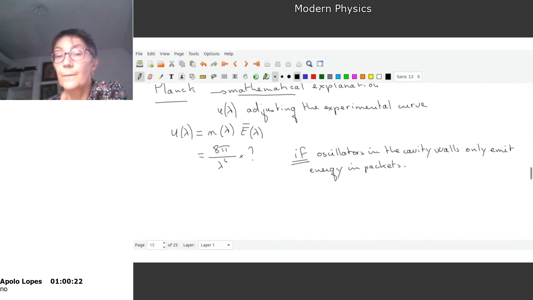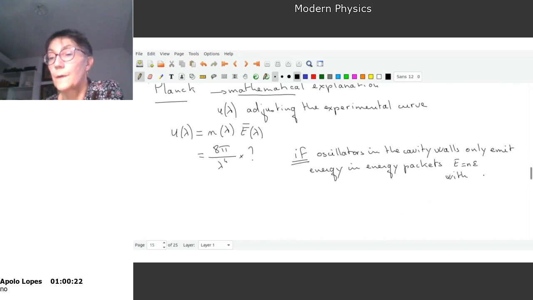In packets depending. Okay, I will call it energy packets. I will put proportional to, okay. It's not F, it's nu, the frequency of oscillation.